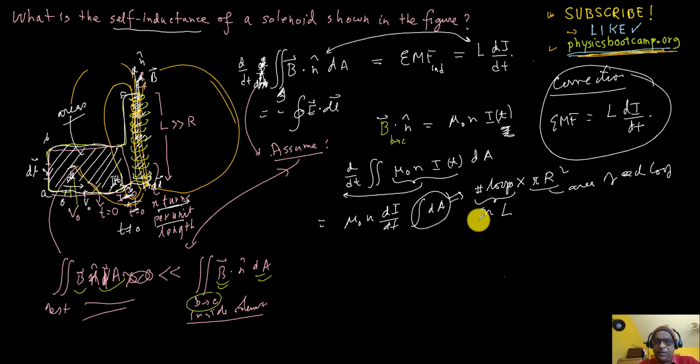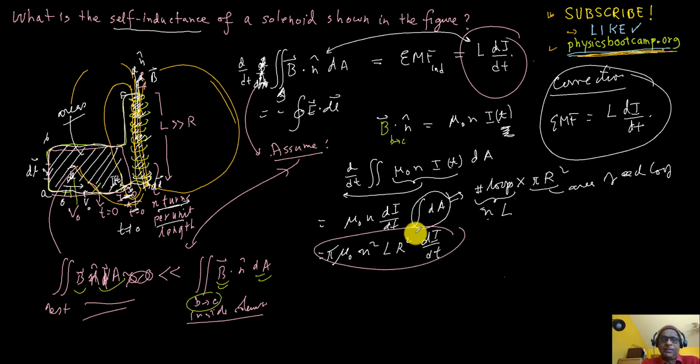And so I've got all the factors here. So this is mu naught n, with n times n is n squared, there's an L, r squared, and then there's a pi, and then dI/dt. So now compare with that. So this would be my answer.